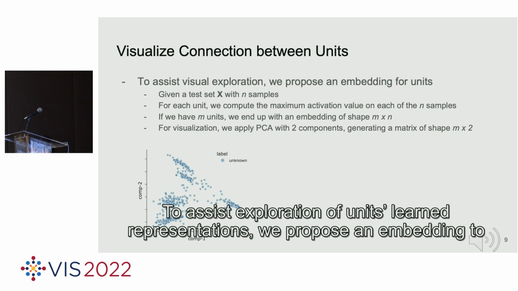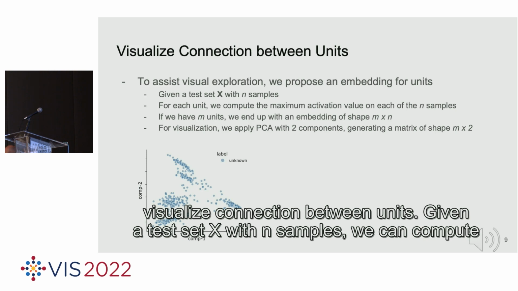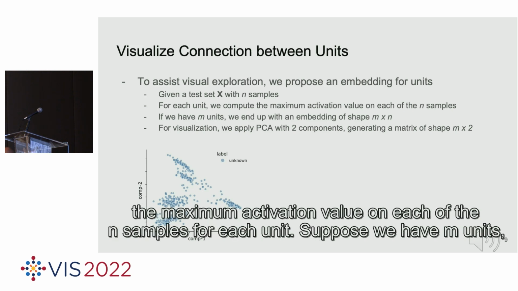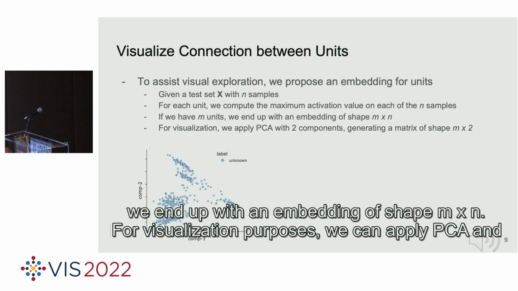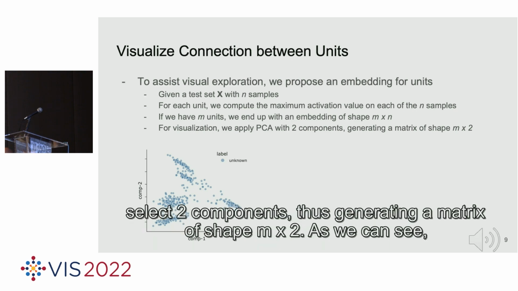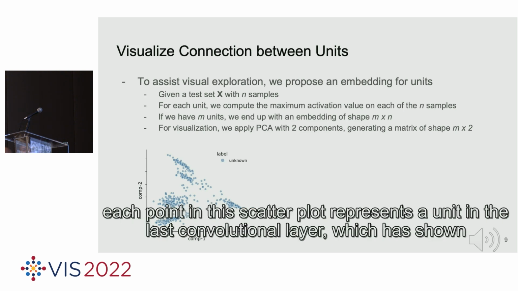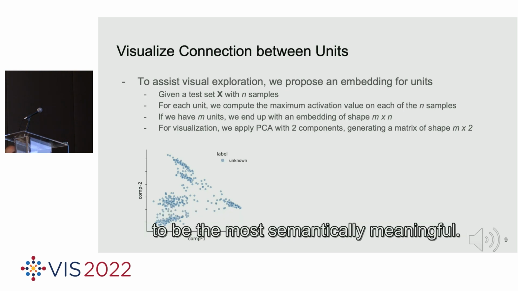To assist the exploration of units' learned representations, we propose an embedding to visualize connections between units. So given a test set X with n samples, we can compute the maximum activation value on each of the n samples for each unit. Suppose we have m units, we will end up with an embedding of shape m by n. And for visualization purposes, we can apply PCA and select two components, thus generating a matrix of shape m by 2. As we can see, each point in this scatter plot represents a unit in the last convolutional layer, which has been shown to be the most semantically meaningful.